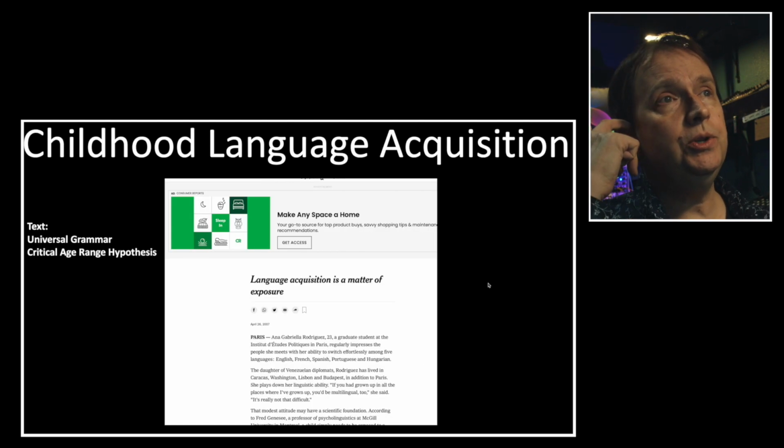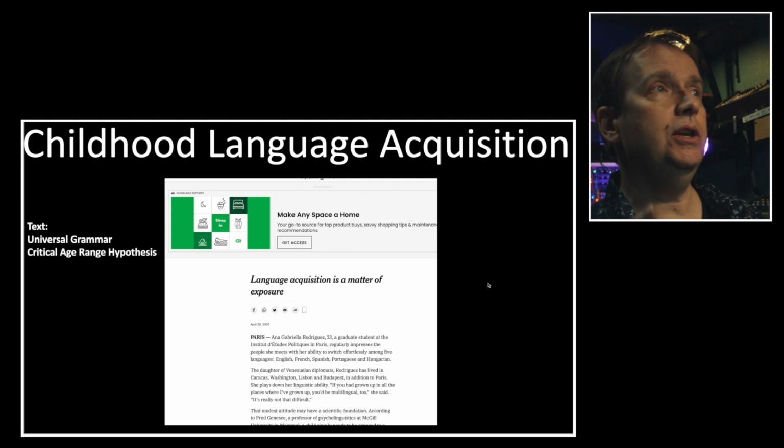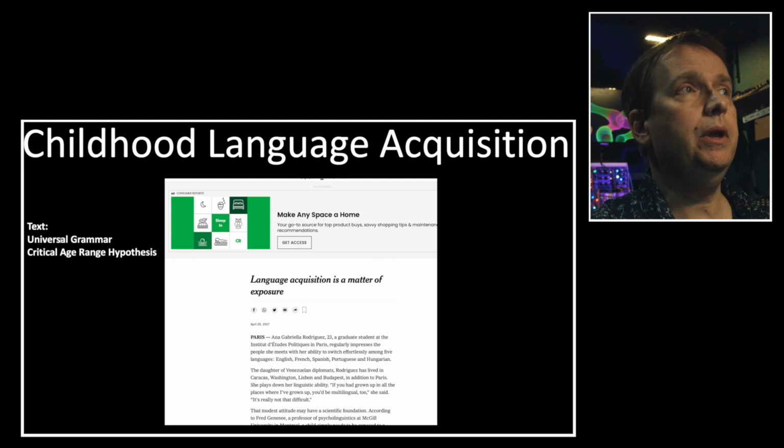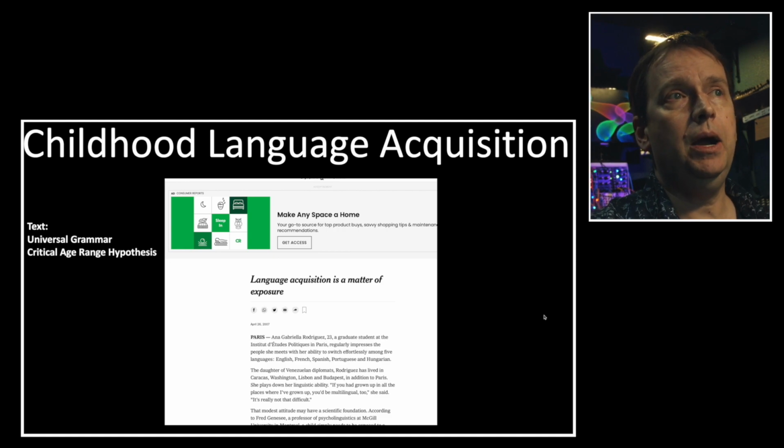Now, childhood language acquisition, I think, is another key issue. And in the text, you can look at both the universal grammar theories and the critical age range hypothesis.